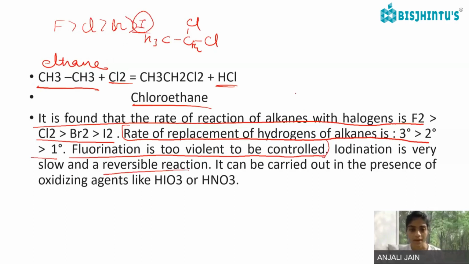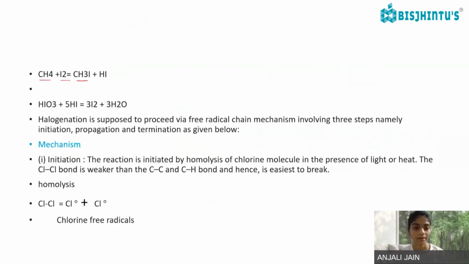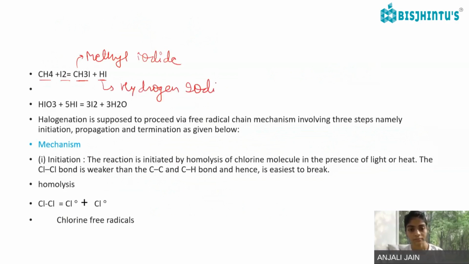If iodine, I2, reacts with my methane CH4 molecules, then methyl iodide is formed, and it's a reversible reaction. It can be carried out in the presence of an oxidizing agent like HIO3 and HNO3. So if I have to carry out the reaction, then in the presence of nitric acid and iodic acid, I will have to do these reactions. Methane plus iodine gives methyl iodide and hydrogen iodide. Then HIO3 plus 5HI gives 3I2 plus 3H2O. So in the presence of iodic acid, it gives me iodine and the hydrogen iodide is removed.